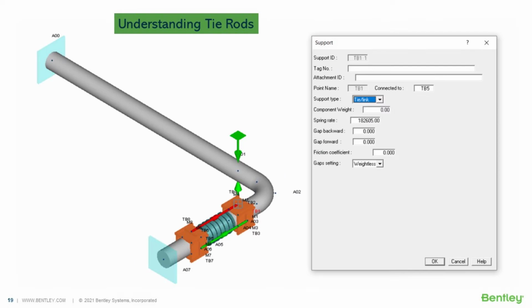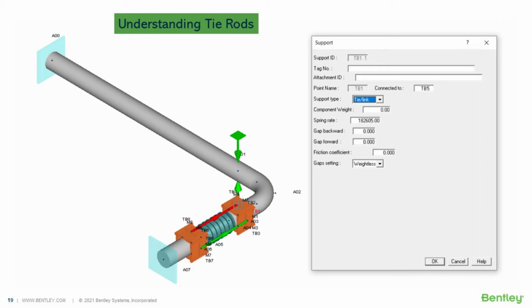So we've seen tie rods used in different configurations, but let's understand those a bit further. When you enter tie link in the support type in the support dialog shown on the right, the dialog will be updated to include some additional fields. And the friction value will be zero by default. Just keep in mind that if friction is not present, the connected points are restrained only in a direction towards or away from each other. And this is common, but it's definitely important to understand that. Friction would provide restraining forces that are normal to that direction.